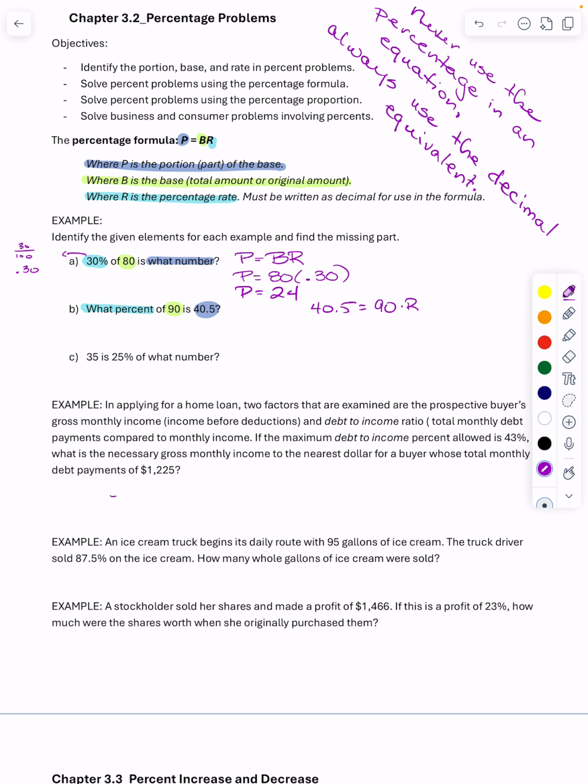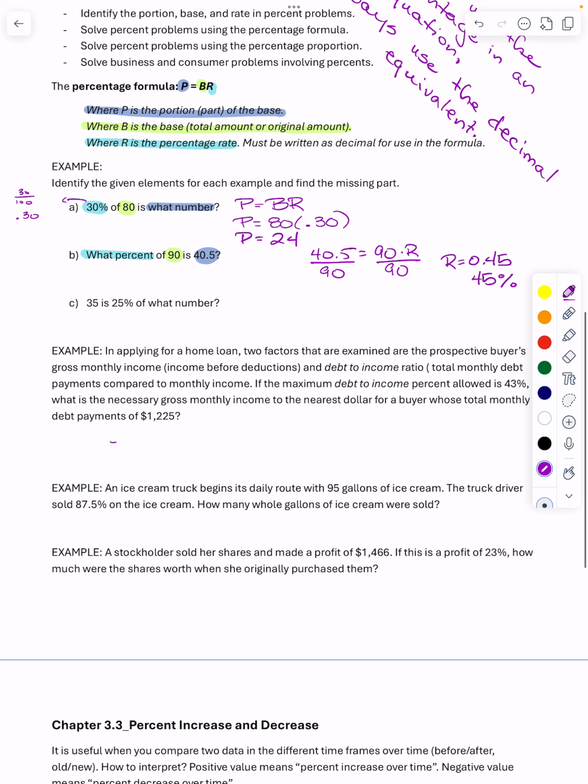So this is a one-step equation. To get R by itself, I've got to get rid of the times 90 part. So we're going to divide both sides by 90. And I get that R is 0.45, or 45%.